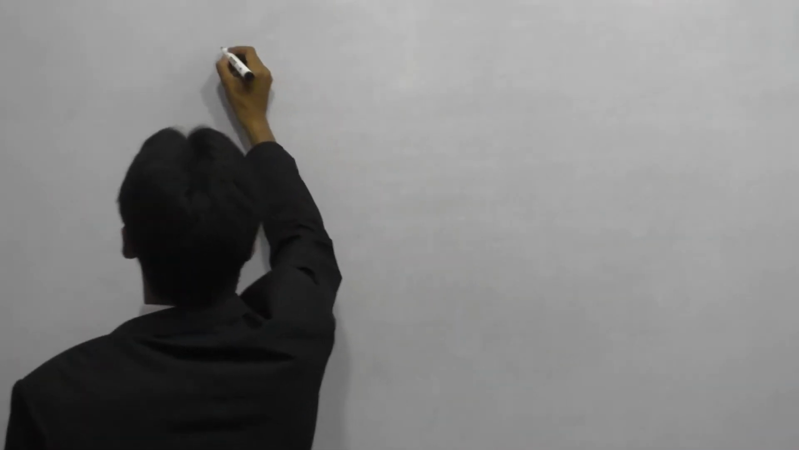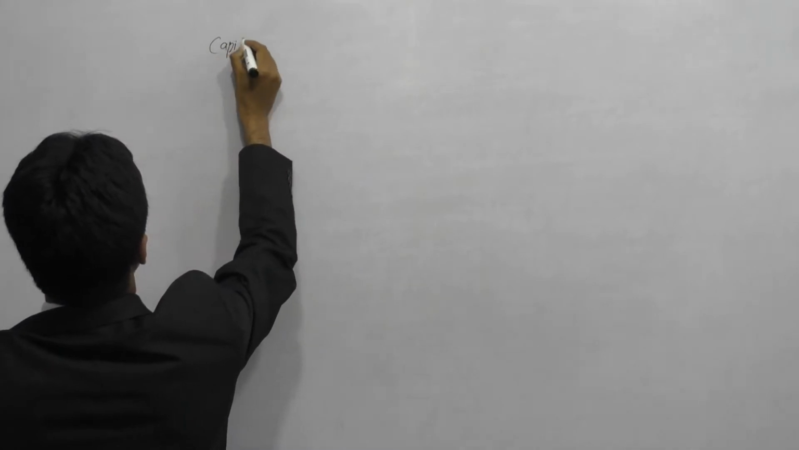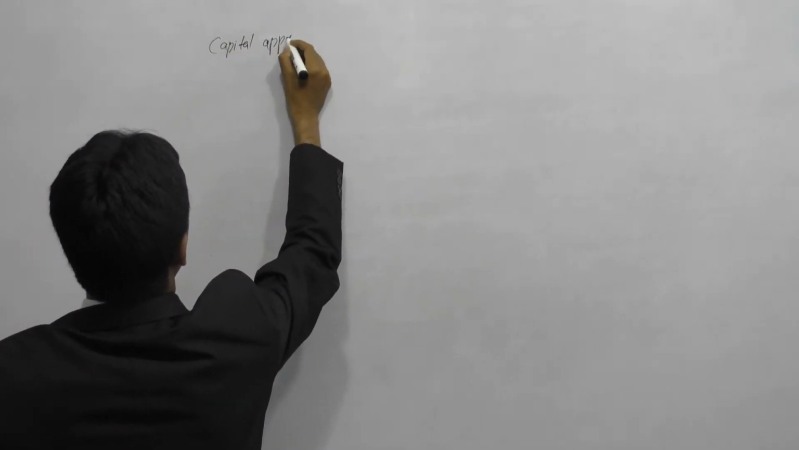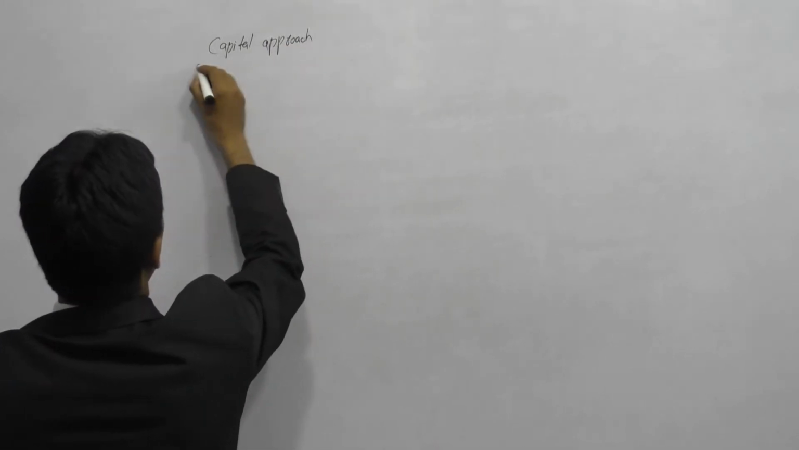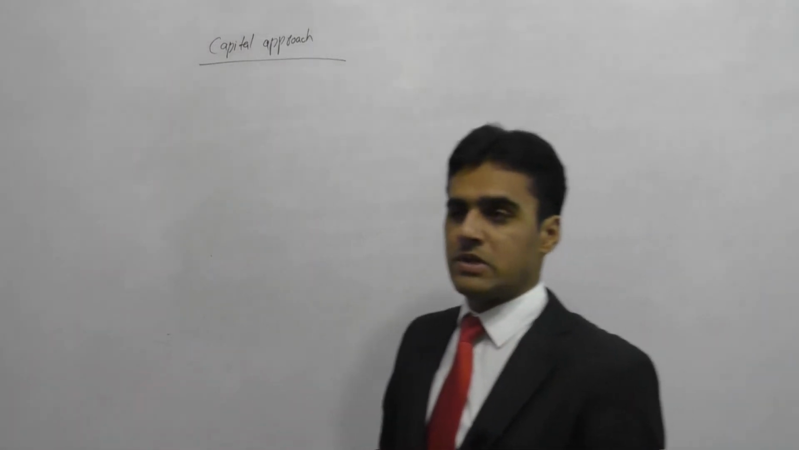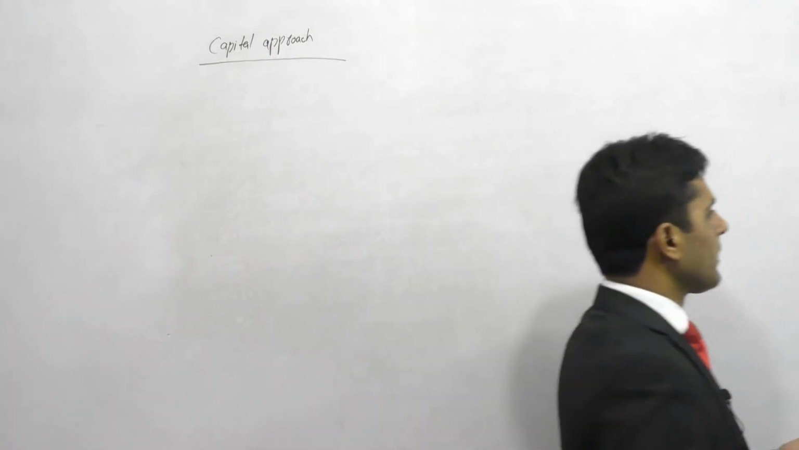Right, so first we'll do the capital treatment, or capital approach. In the capital approach we do it normally. We'll take the sales proceeds less the cost, whatever it is, and that will be the amount. Then we'll have to deduct any capital allowance if there is any, or anything else.